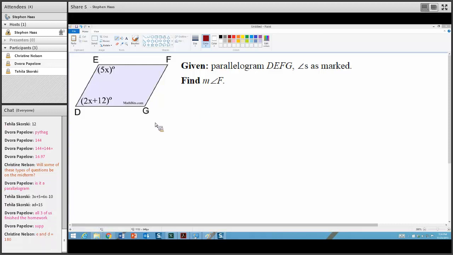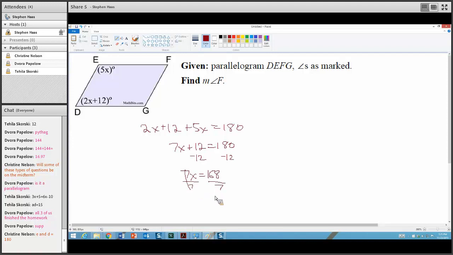That's right, they're supplementary. So I can say 2x plus 12 plus 5x equals 180, because those two angles are supplementary. Now we can solve it like any other equation. 2x plus 5x is 7x, plus 12 equals 180. Subtract 12 from each side to isolate the 7x term, and you've got 7x equals 168. Divide by 7, and I believe you get 24. Yes, 7 times 20 is 140, and 7 times 4 is 28. So x is 24.